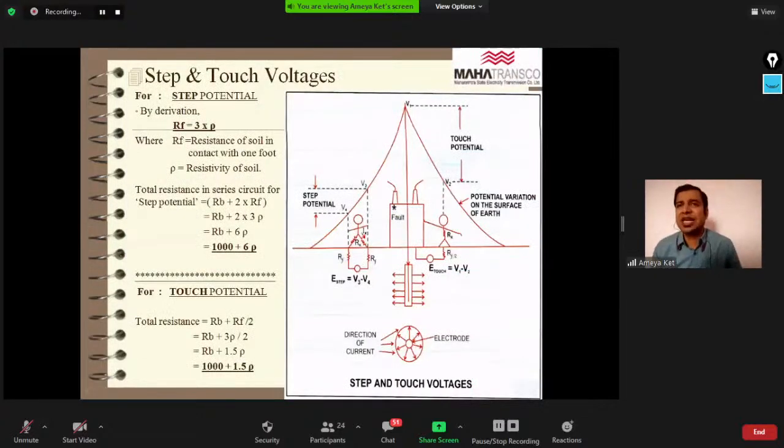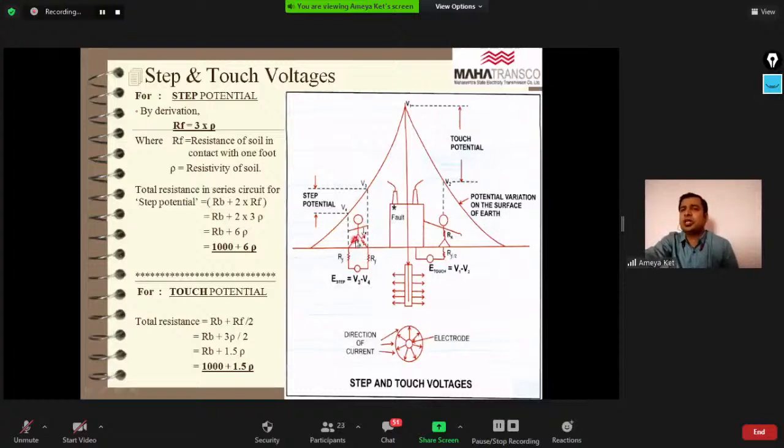Now, coming specifically to step and touch, a very important thing: step and touch potentials are very important when we are designing any substation. So what we are doing here is deriving coefficients of step potential and touch potential in such a way that we can highlight what happens to the touch and what happens to the step. Here I have taken one case that you are able to see on the screen. I will initiate the pointer. Yes. First, we will see the step potential.